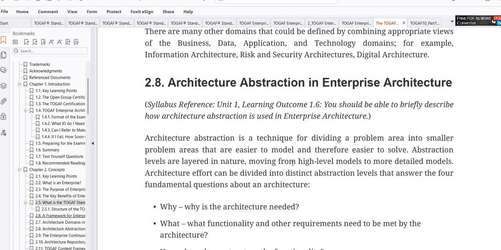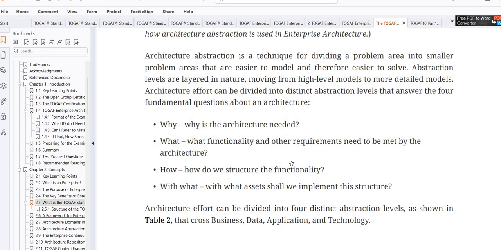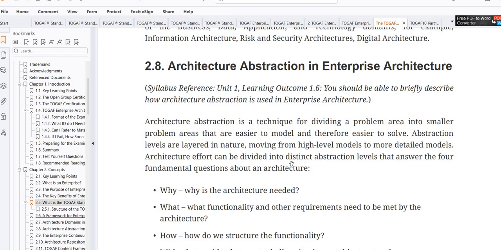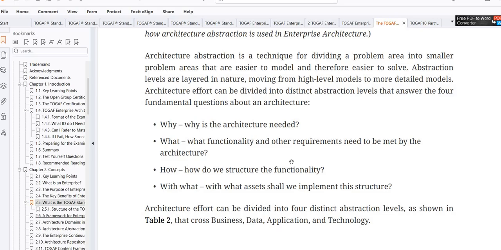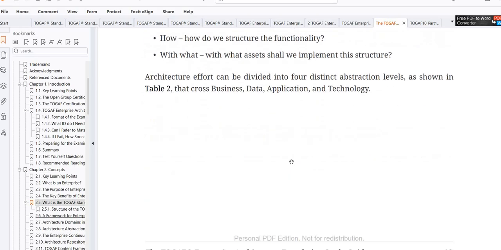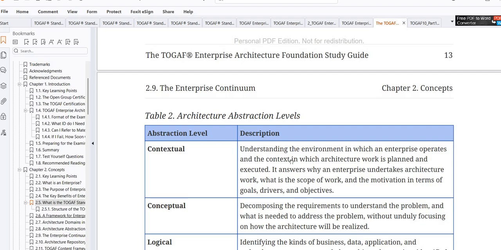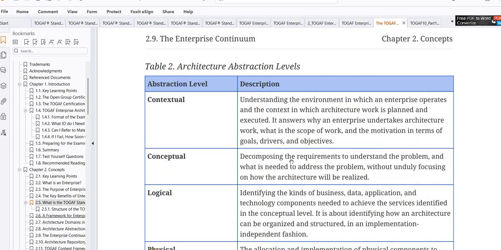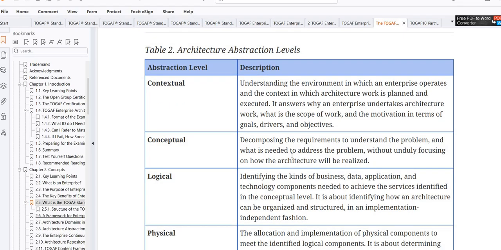Okay. Now, what is the abstraction of the enterprise? The abstraction technique is about the problem area, how you are defining that: why, what, and how the architecture is needed. So these are the main 4 architecture abstraction levels: contextual, conceptual, logical, and physical. These are the very important 4 abstraction levels.